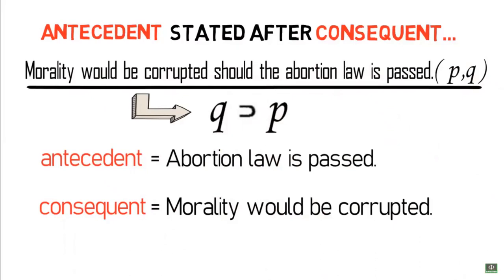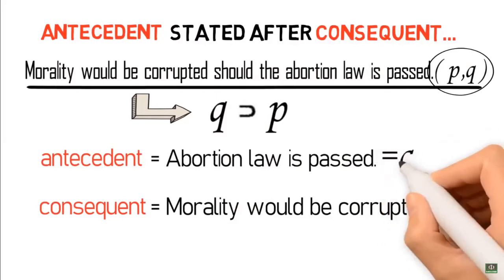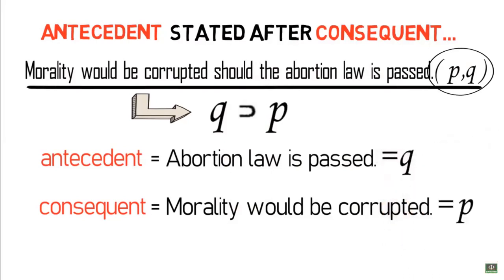Again, as I already pointed out in my previous discussion, the variables provided after the proposition represent the propositions in the entire proposition respectively. Thus, in the statement, morality would be corrupted should the abortion law is passed, P, Q. The variable P stands for morality would be corrupted, and Q stands for abortion law is passed.